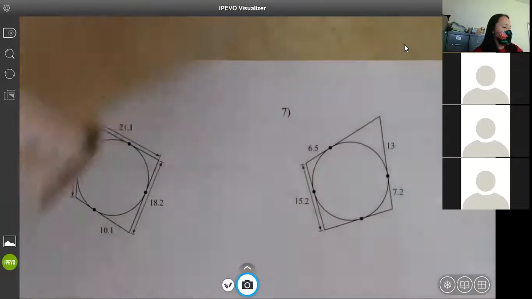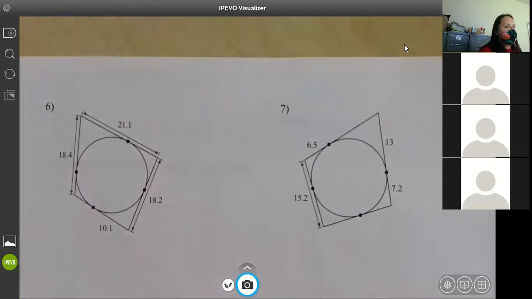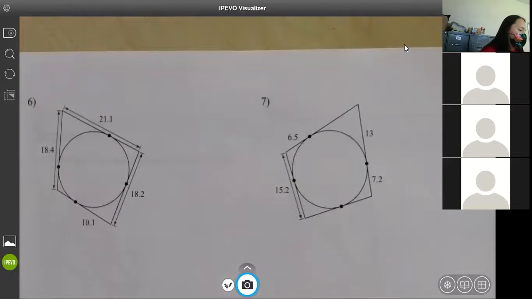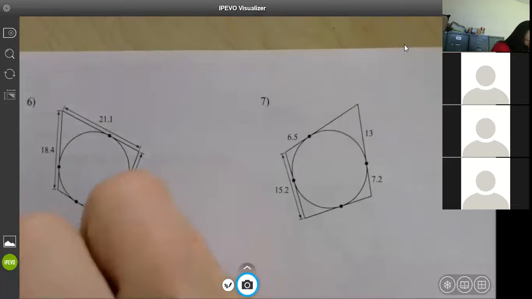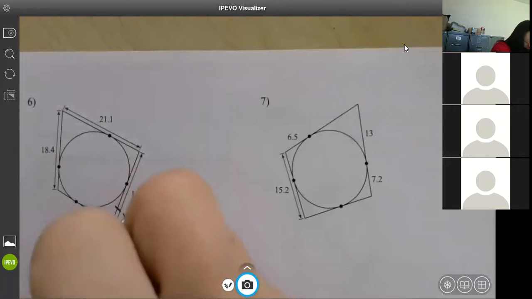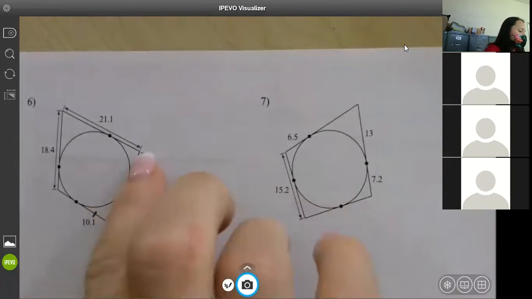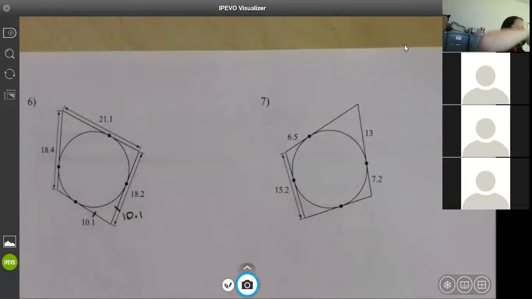All right, same thing. They just get a little bit bigger. It has 4 ice cream cones instead of 3. So find the singular one. Which one is the singular one? 10.1. So if this side is 10.1, this side is 10.1. How do I find this other part? And you just keep going all the way around.